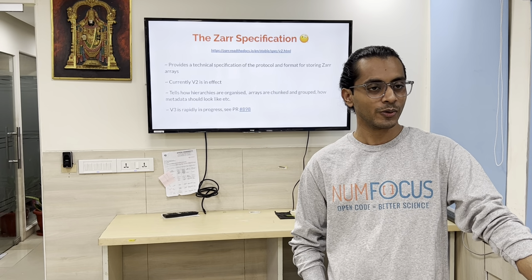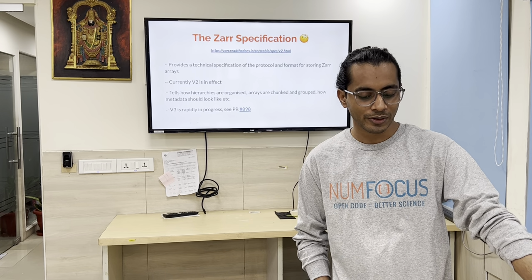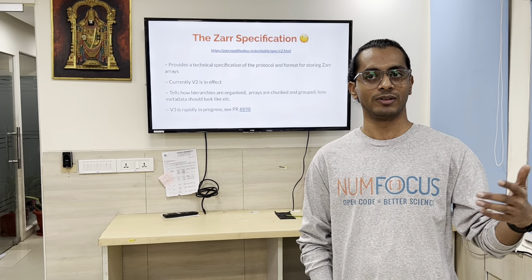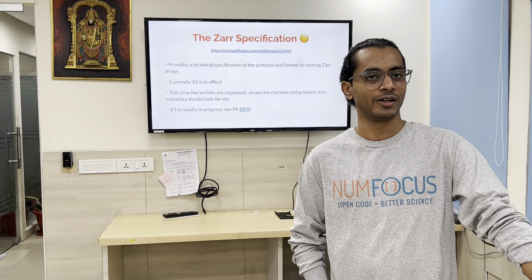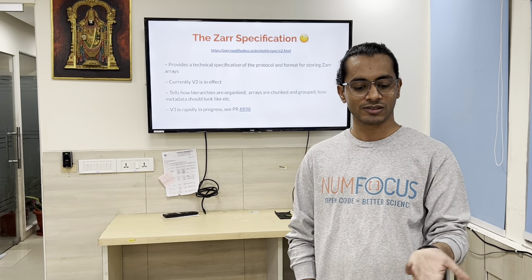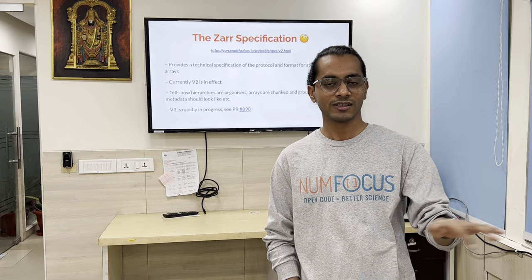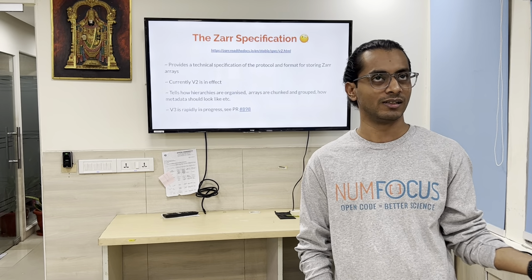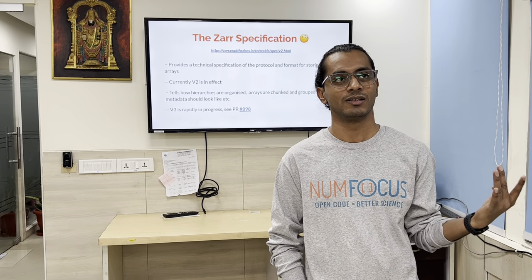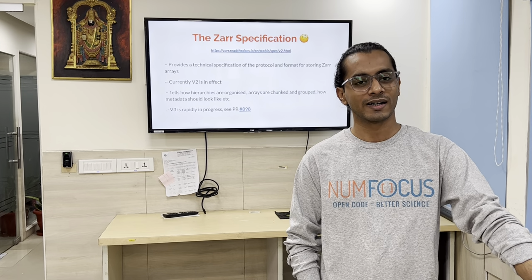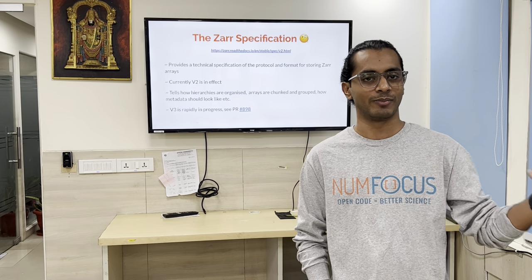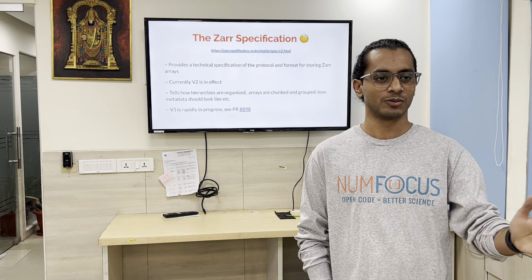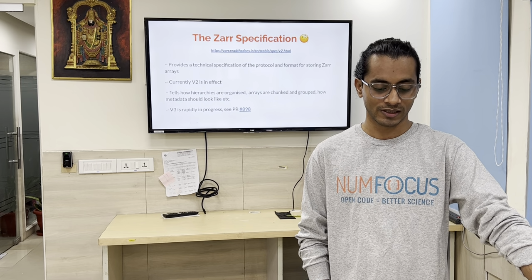And currently version 2 is in effect. Due to the specification being open, it has been beneficial for the community to implement Zarr in different languages. Python is the most used one, that we all know, but there are Julia, JavaScript, C++, and Java. And I think R. R is a little bit slow, but it's keeping up. And the computation in R is super fast, probably comparable to C and C++. So yeah, there's that.